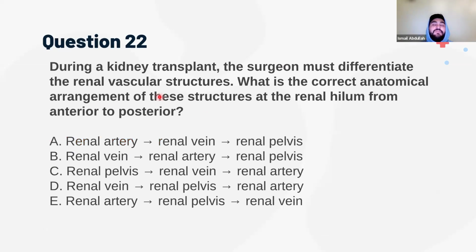All right. During a kidney transplant, the surgeon must differentiate the renal vascular structures. What is the correct anatomical arrangement of these structures at the renal hilum from anterior to posterior? So, what do you think?